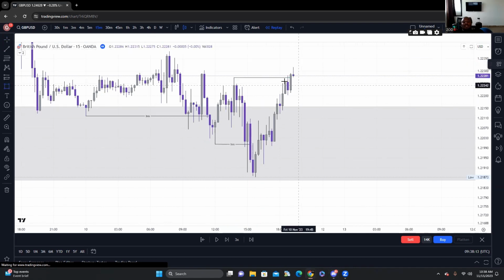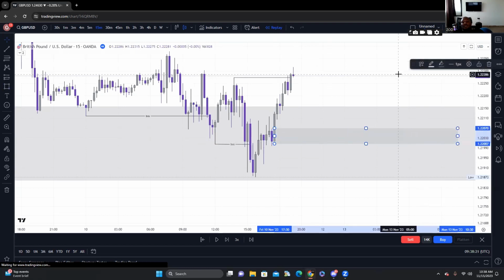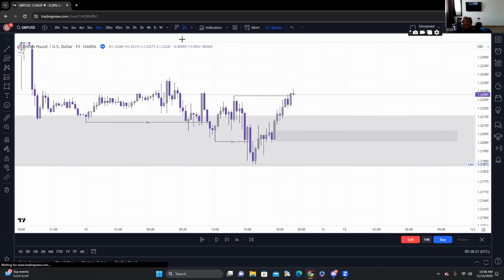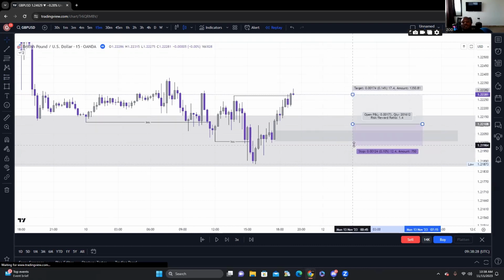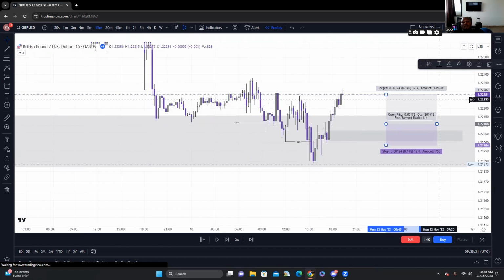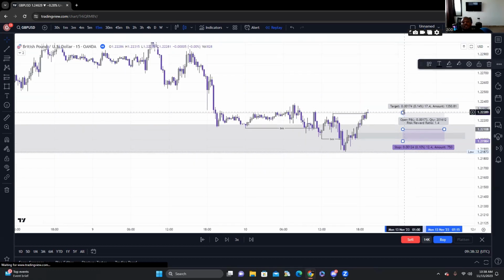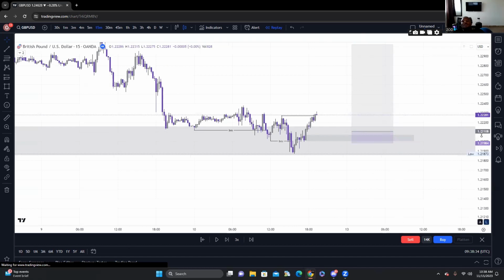Realistically, as far as I know, there's a change of character here. In most cases, it won't go back to come and fill in this area that is not being mitigated. You get? So ideally, if I was trading by my rule books, this would have been somewhere like my entry. My entry will be here, my stop loss will be here, and my take profit will be all the way up, right? So let's leave that there first.